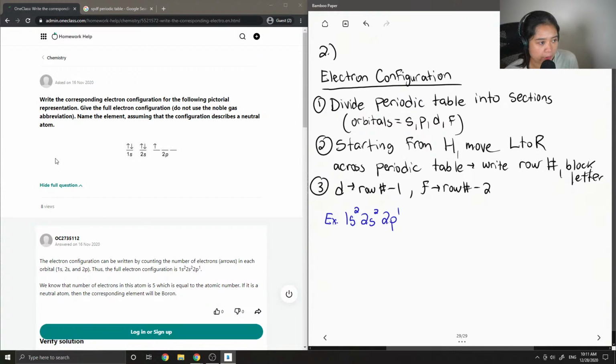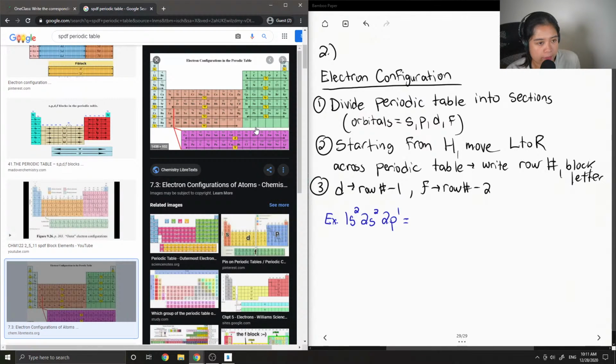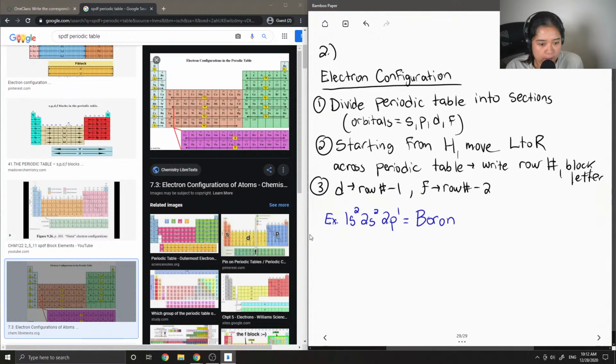And now the question wants us to name the element. So we kind of have to work backwards and find out what element that is. So if we go back to the periodic table and we start from hydrogen and move left to right across it, the hydrogen and the helium corresponds to 1s2, lithium beryllium is 2s2, and then finally 2p1 corresponds to the element boron. So I'm going to write that the element is boron.